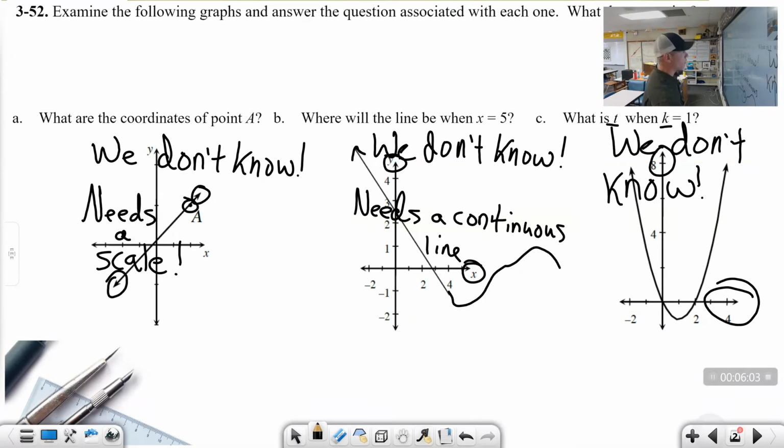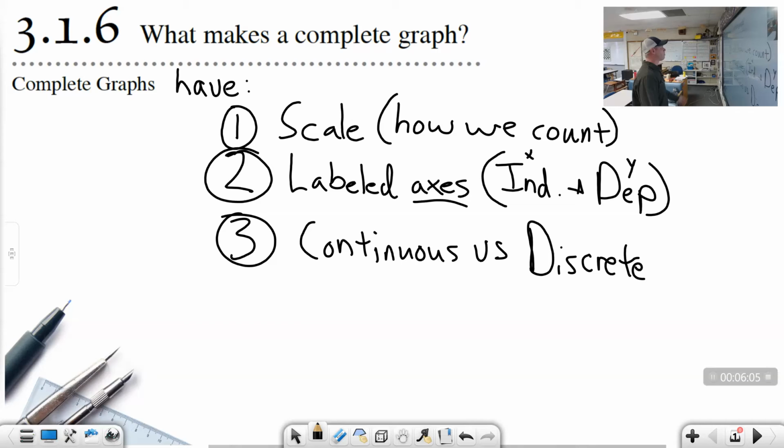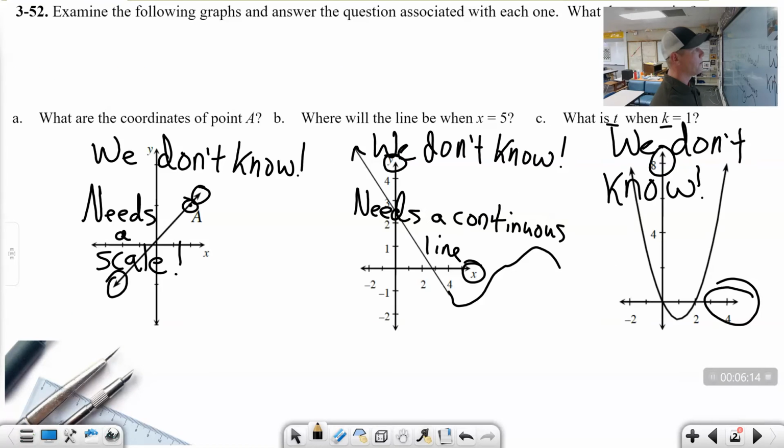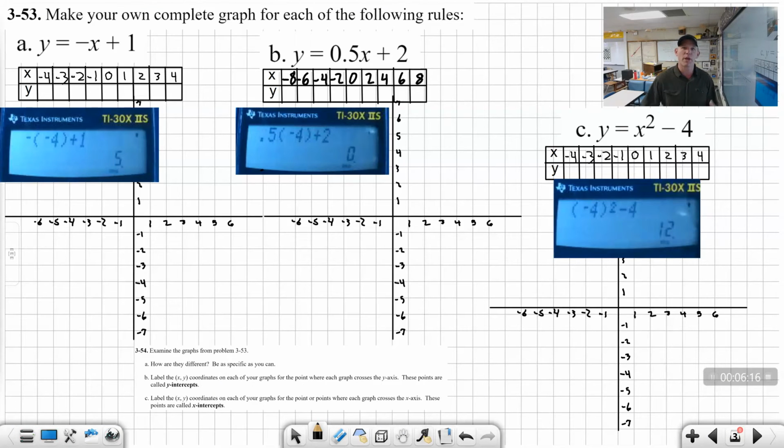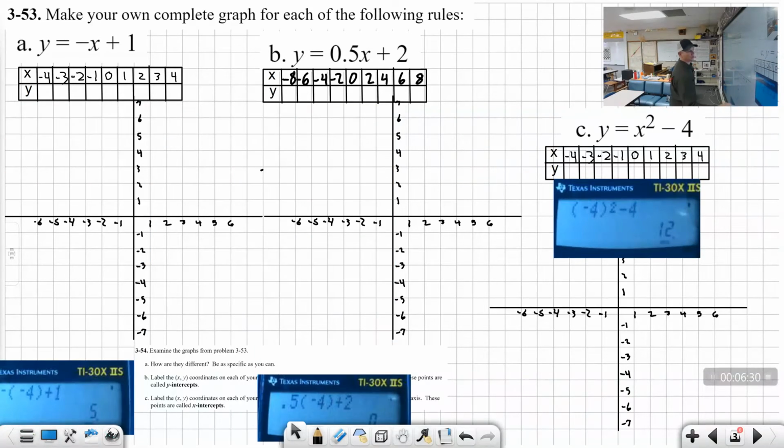Okay. So, our three things. What makes a complete graph? Three things: scale, labeled axes, continuous versus discrete graph. Those are the three things that you need to have for today. So what we're doing today is we are practicing taking a rule, putting it in a table, making a graph. Now I want you to notice on your paper you have three graphs. Let me go ahead and get these calculators out of the way.